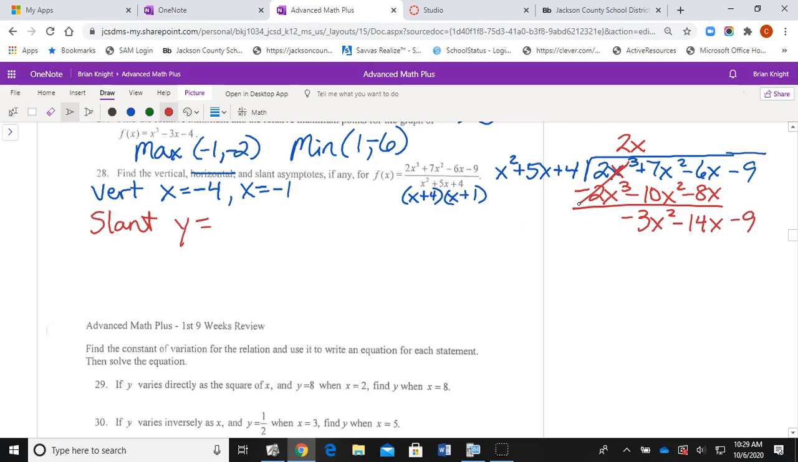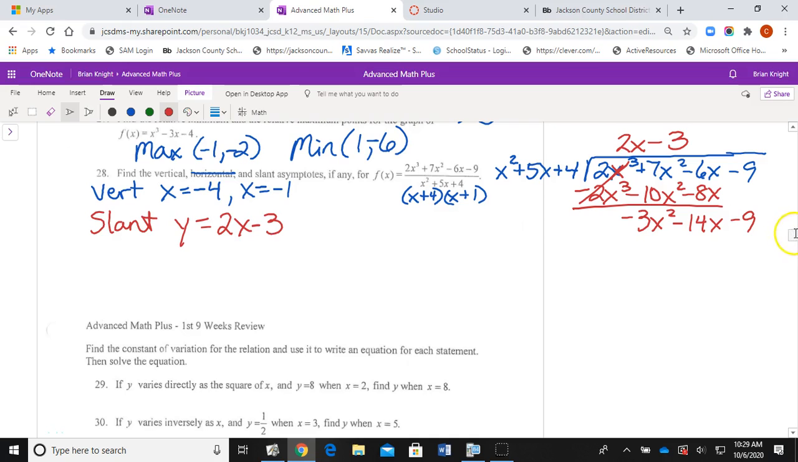The 2x cubes go away. x squared times what gives me negative 3x squared? Negative 3. At this point, really, I can stop because I have what I need. The only reason to keep multiplying here is to get your remainder, and do we need our remainder for this particular problem? We don't. So my answer, my slant asymptote, is just y equals 2x minus 3. Alright? Everybody good?